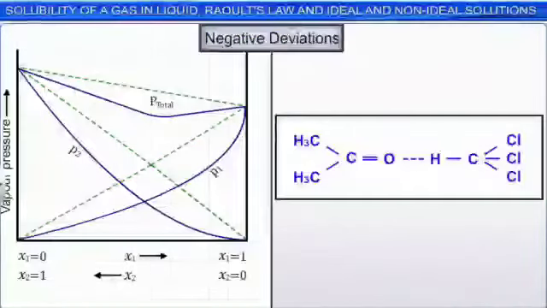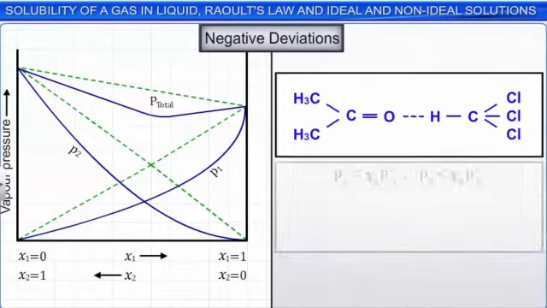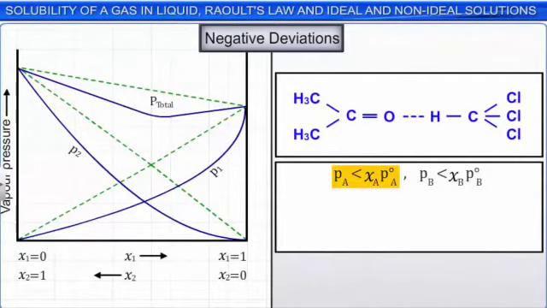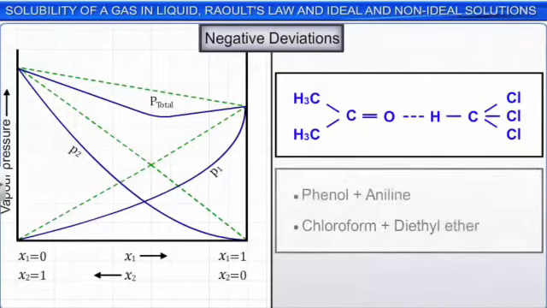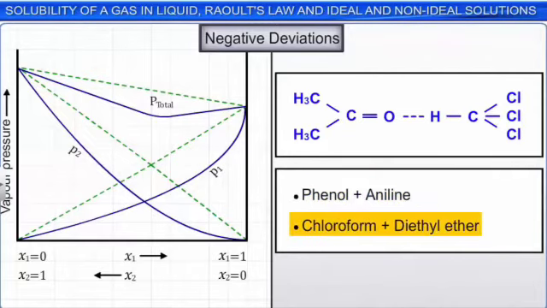As you can see here, formation of a H bond takes place between the chloroform and the acetone molecule. This decreases the escaping tendency of the individual molecules and results in negative deviation from Raoult's law. For the solutions exhibiting negative deviations, delta H mixing and delta V mixing both are negative. A few more examples of non-ideal solutions exhibiting negative deviations are phenol and aniline, and chloroform and diethyl ether solutions.